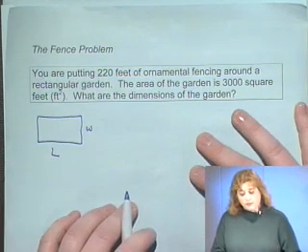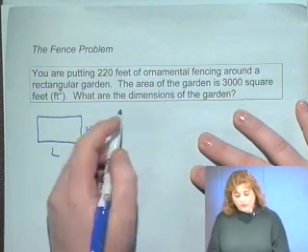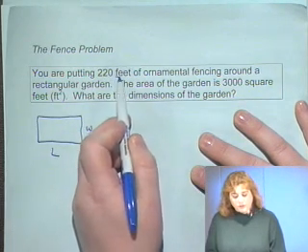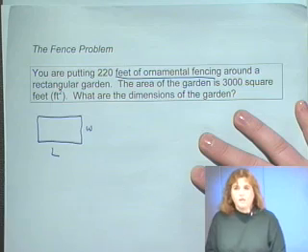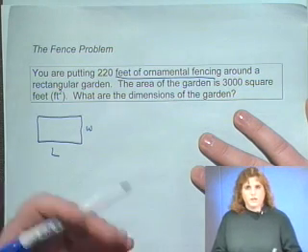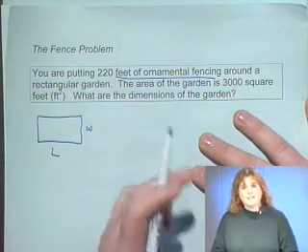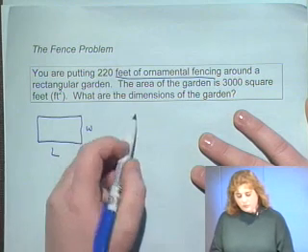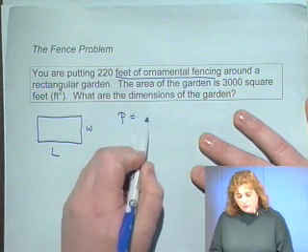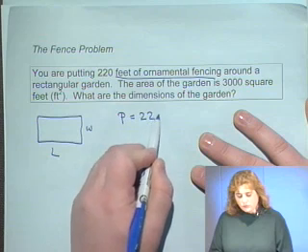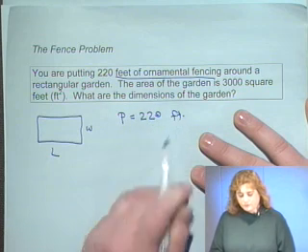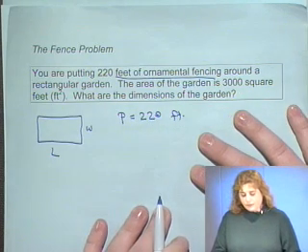We do know that the perimeter is 220 feet. Anytime you see the phrase feet of fencing or meters of fencing, whatever unit it is, that's your hot tip that this number is the perimeter. So our perimeter is 220 feet. Well, what else do we have?